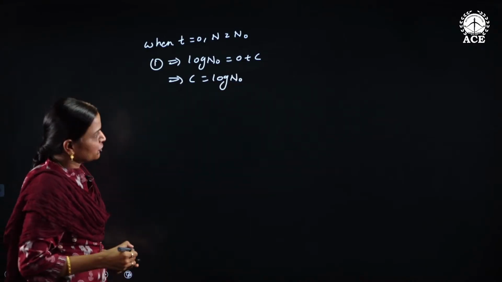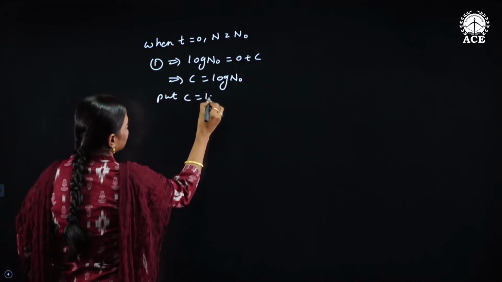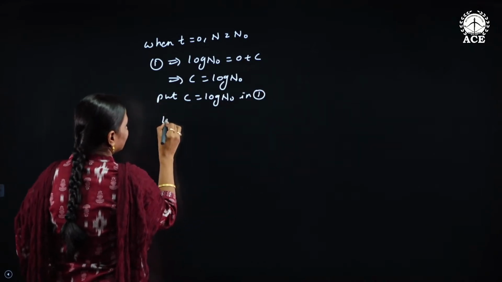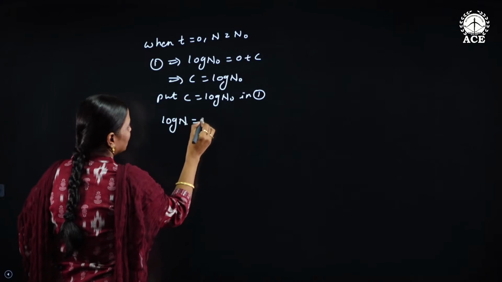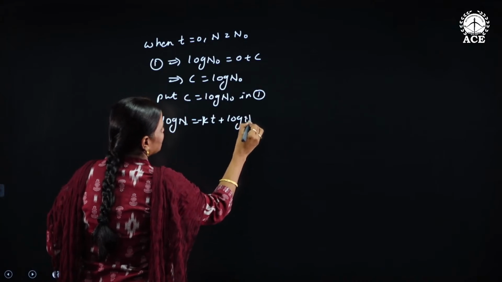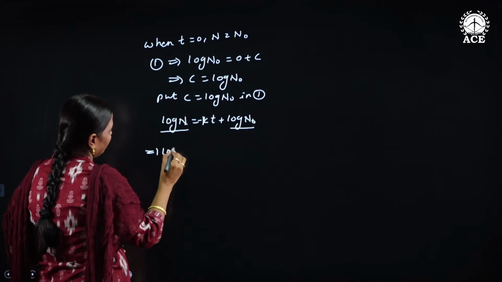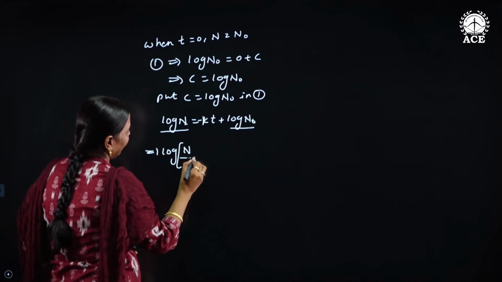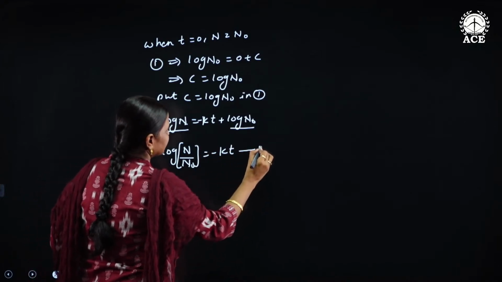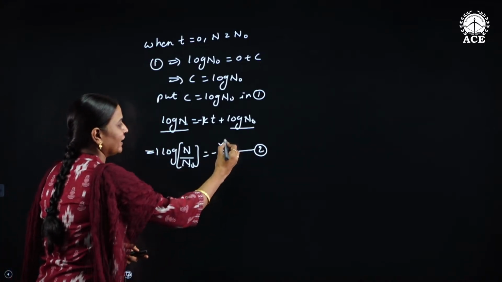Again, successive substitution. Put C is equal to log N naught in equation 1. What is equation 1? Log N is equal to minus K T plus C, and C is log N naught. Simplifying these two, we get log of N by N naught is equal to minus K into T, which is equation number 2 after substituting C.